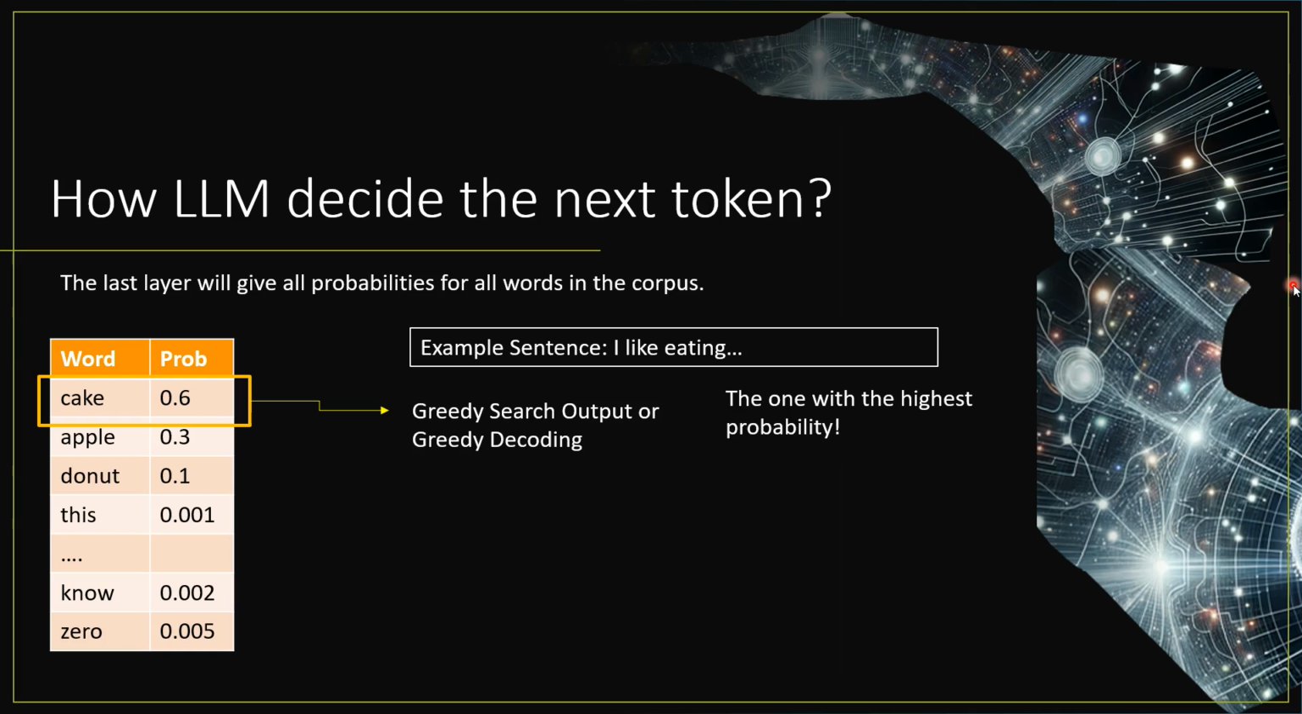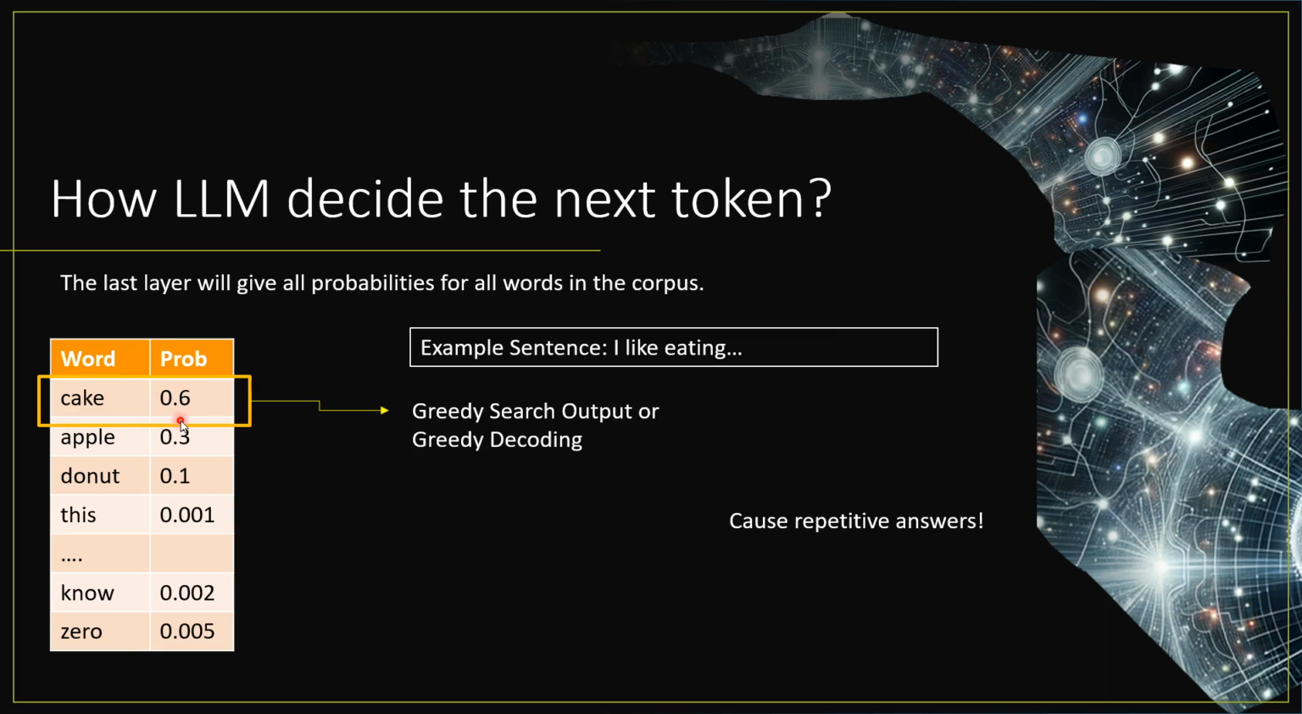First, let us look at how a large language model decides the next token. Here's an example sentence: "I like eating," and now the model should decide the next token. The last layer in the large language model gives us the probability of all words in our corpus. The most obvious choice is to choose the one with the highest probability. We call this greedy search.